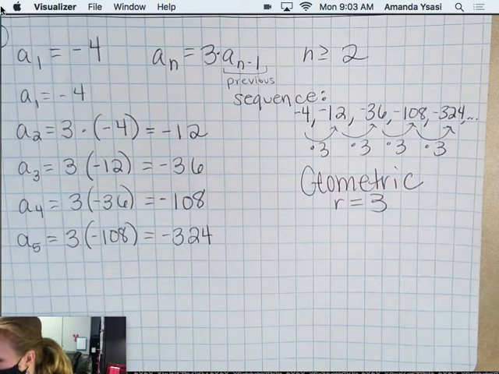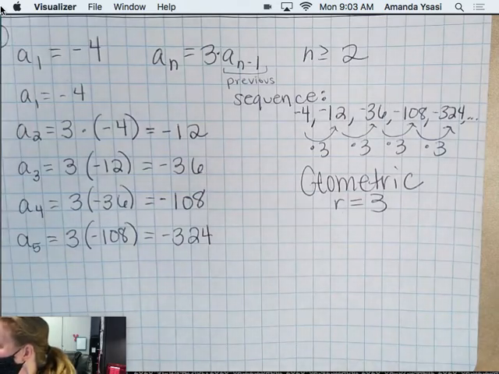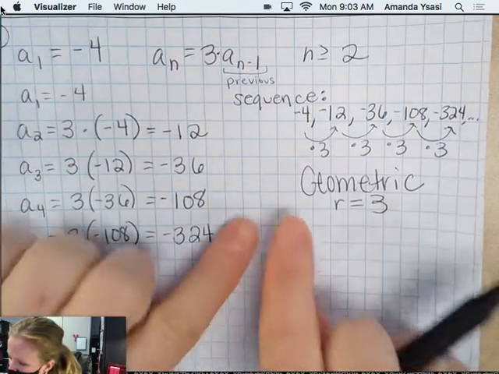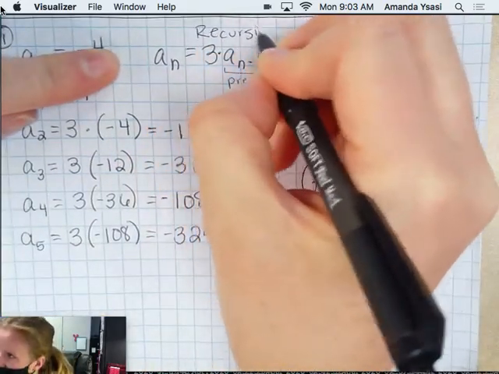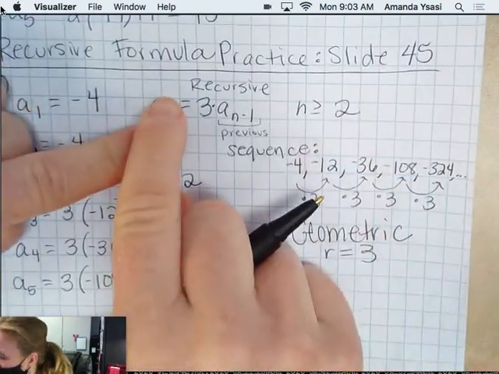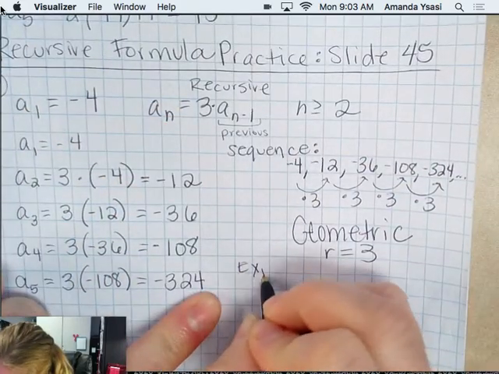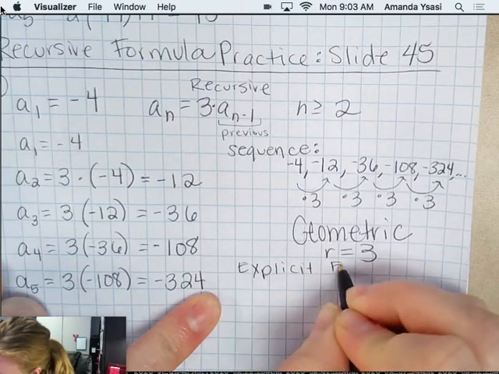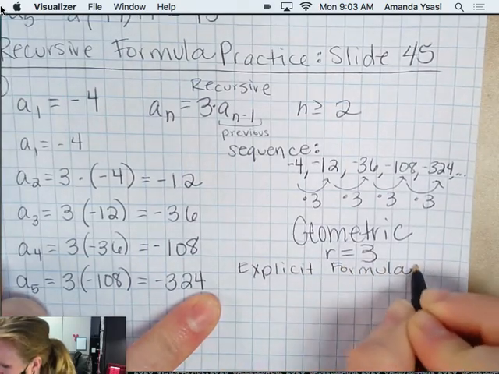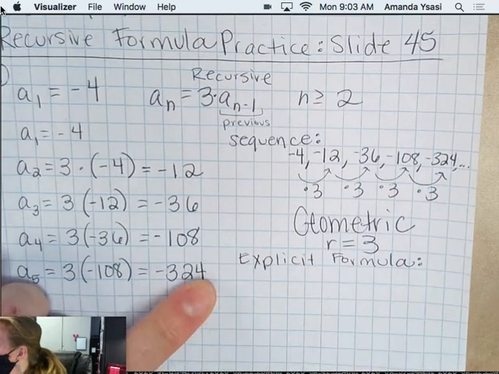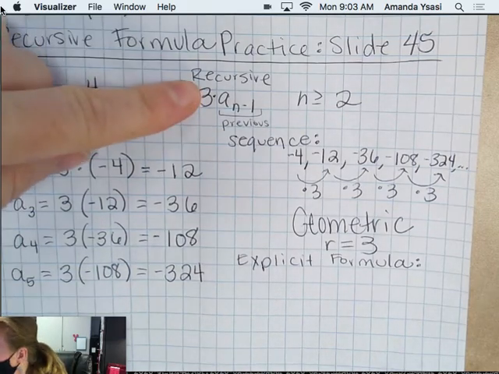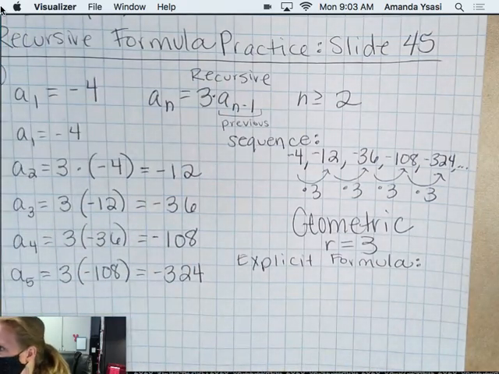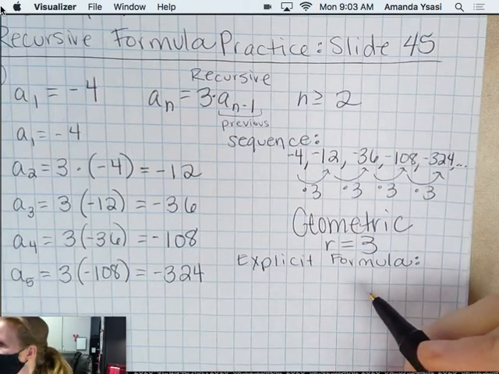Wait, so does D equal 3 also? That's only for arithmetic, because that's your common difference. Okay, so this formula right here is your recursive formula. It's what we learned today. But last week we learned the explicit formula. So you have two ways of finding the next term. You can either use the recursive formula and keep on multiplying until you get to the term that you want, or you can use the explicit formula.